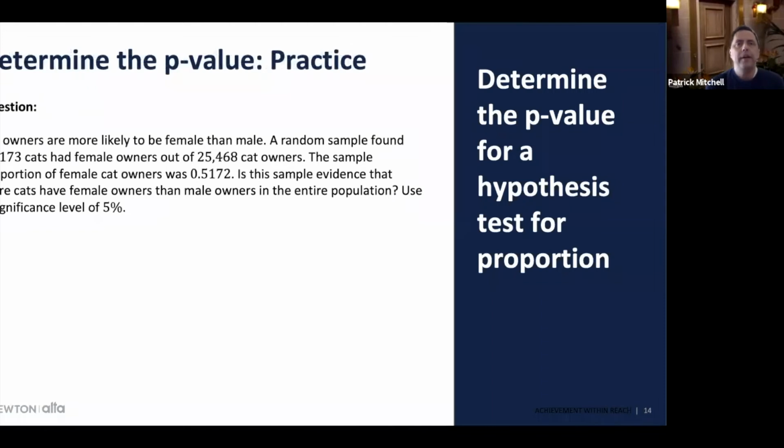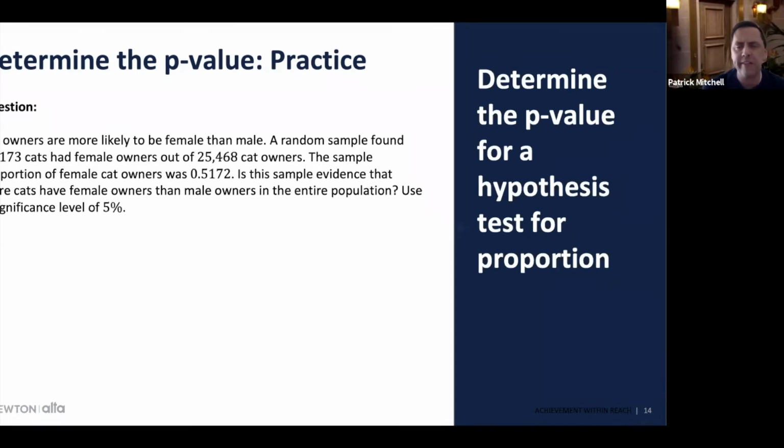Here's another one. Cat owners are more likely to be female than male. I take exception to that statistic. A random sample found 13,173 cats had female owners out of 25,468 cat owners. The sample proportion of female cat owners is therefore 0.5172.